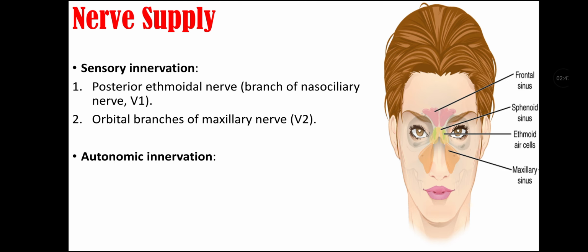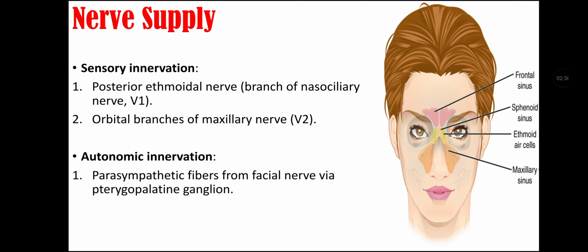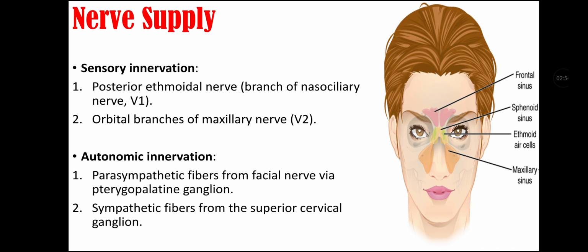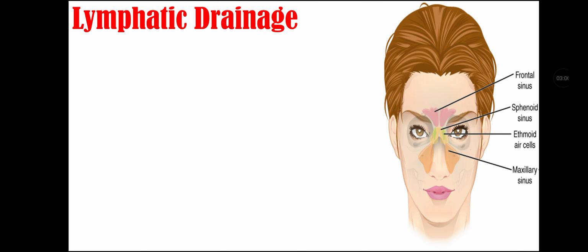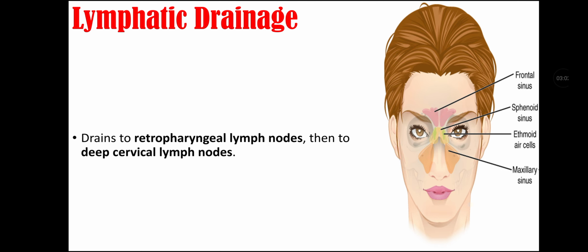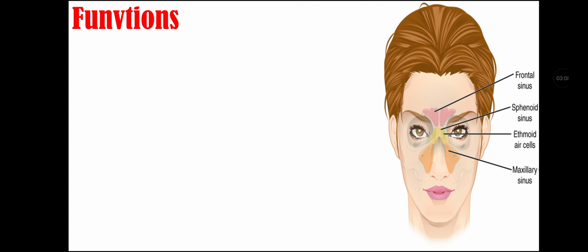Then we will talk about its autonomic innervation. It is supplied by parasympathetic fibers from facial nerve through pterygopalatine ganglion, and it is supplied by sympathetic fibers from the superior cervical ganglion. Lymphatic drainage of sphenoidal sinuses. It drains into retropharyngeal lymph nodes, then to deep cervical lymph nodes.